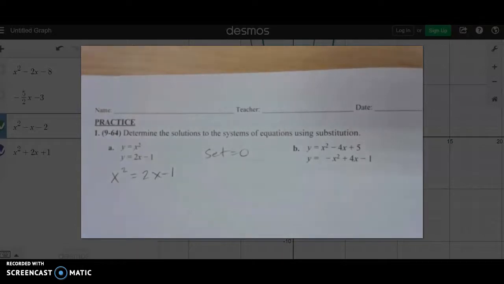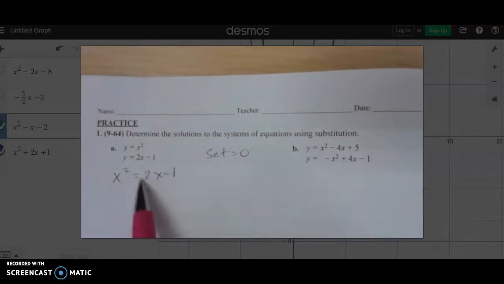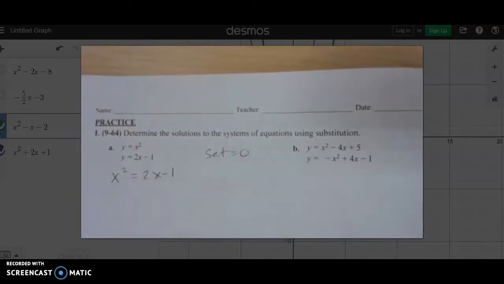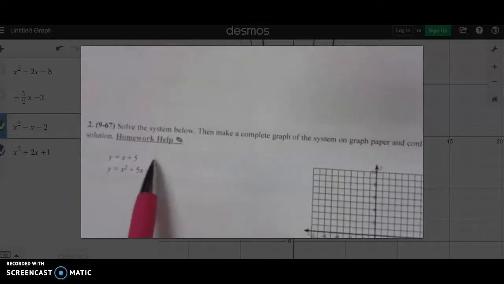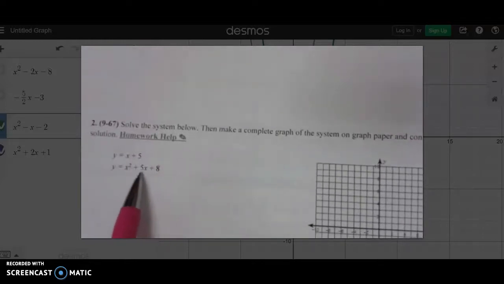And then when you're done and you get an answer, go back to Desmos, graph those two and see where they are. But we want to see your algebraic work here. And then over here, same thing, solve these and then graph them. You should be able to graph these. And you can use Desmos to check your work.